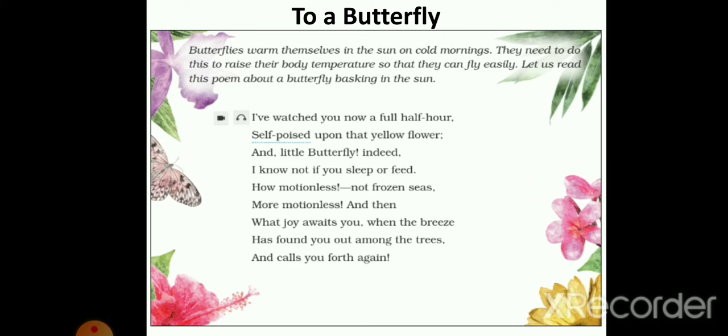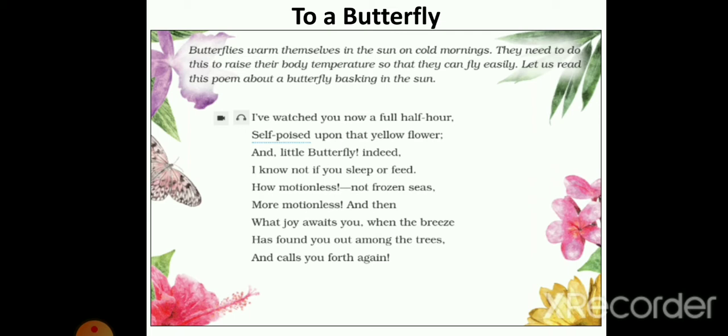I have watched you now a full half an hour, self-poised upon that yellow flower. So here the poet, addressing a beautiful butterfly that he had spotted in his garden, wonders how the little creature has managed to grab his attention for a full half an hour. In the first line, the poet is saying that one fine day he spotted a butterfly in his garden. This little tiny creature has managed to grab the poet's attention for a full half an hour. For half an hour the poet was just admiring the butterfly.